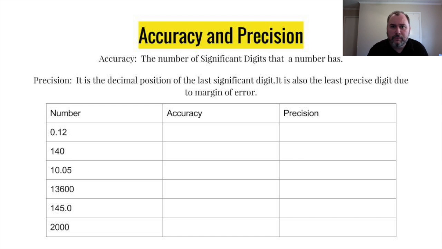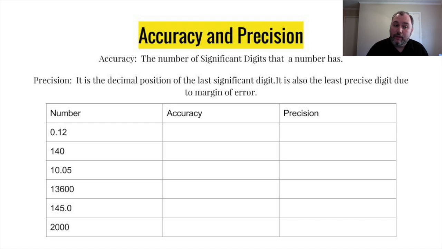So let's kind of do some together. It might help you out. I've got the rules written up here for you so you can see it, and let's check them out. So you have the number 0.12. All right, remember, accuracy is just the number of significant digits. So we know that the 1 is, we know the 2 is a significant digit.